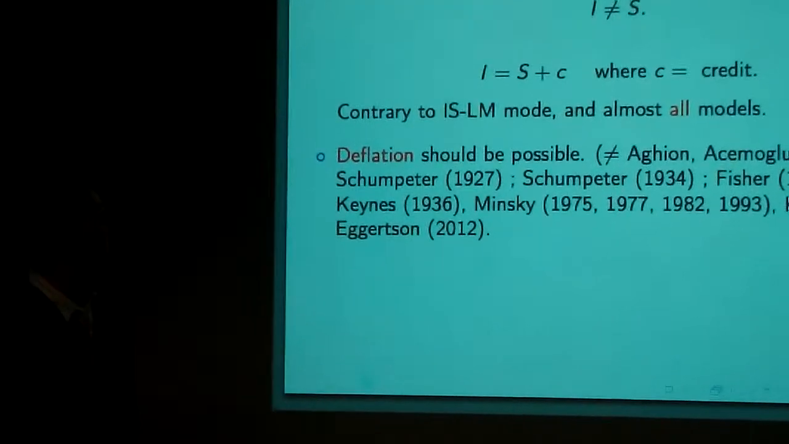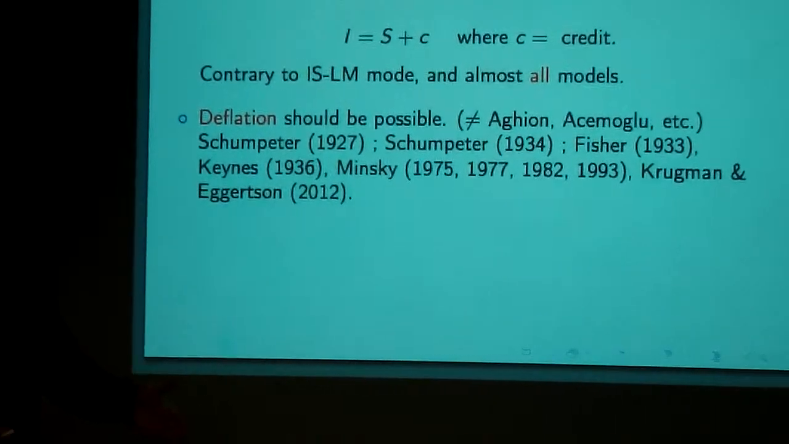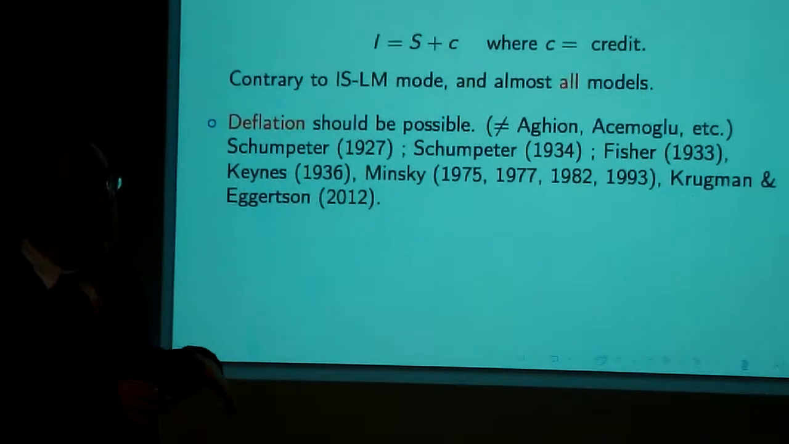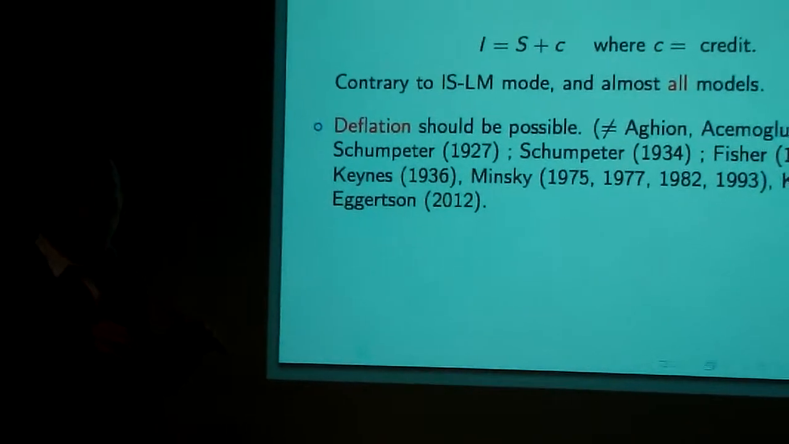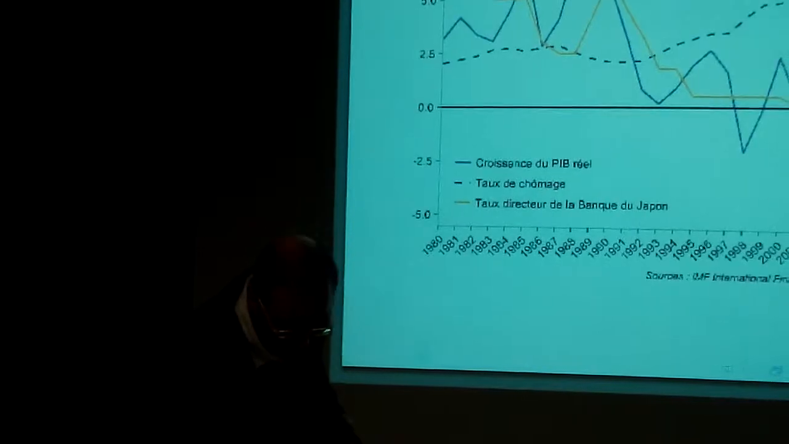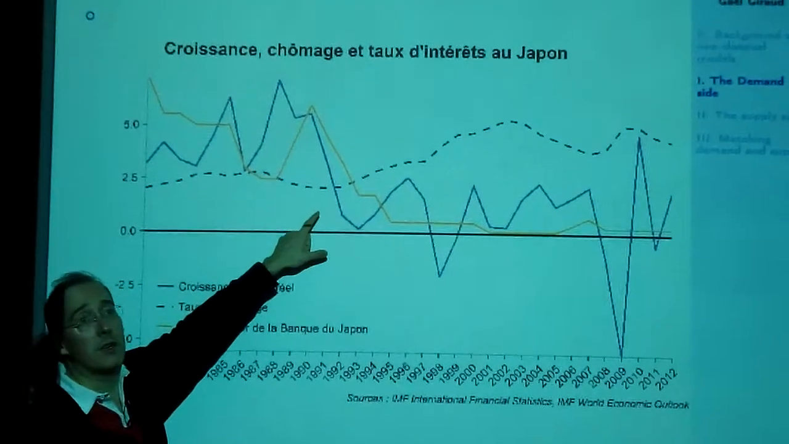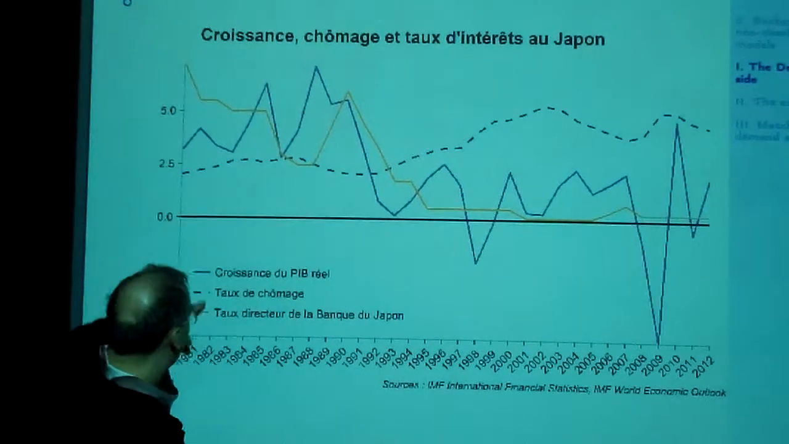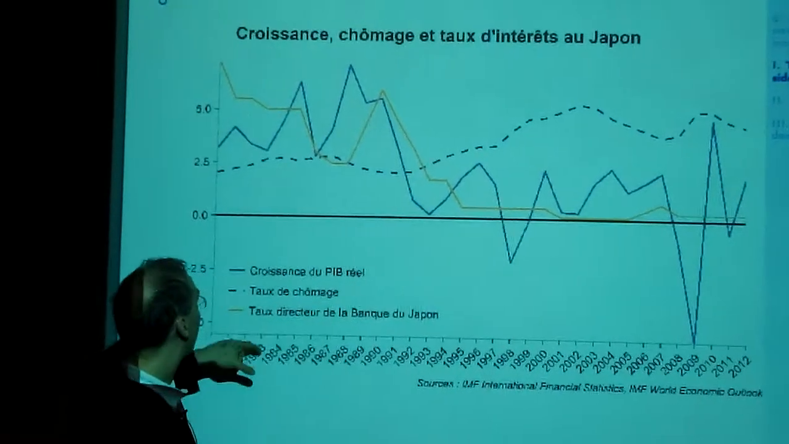Deflation should be possible in the model. Deflation is what you see in Japan for 20 years. What we may have in the coming years in Europe, that is a situation where the economy is trapped with no inflation, no growth, unemployment, and a huge number of debts. An example is Japan. Japan had a financial crisis at the beginning of the 90s. Since then, the interest rate of the central bank is 0.